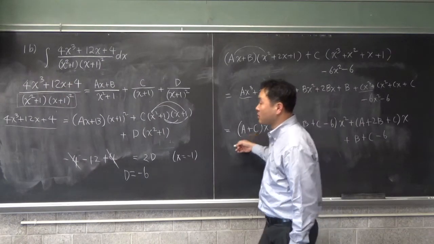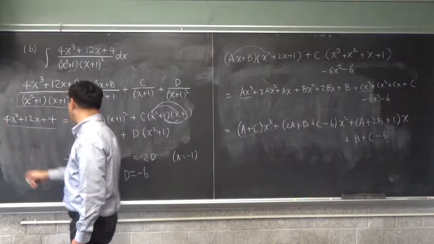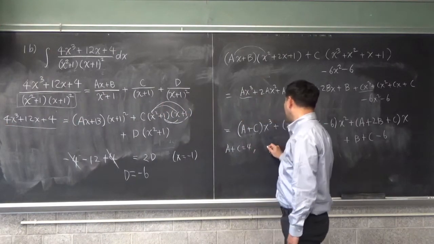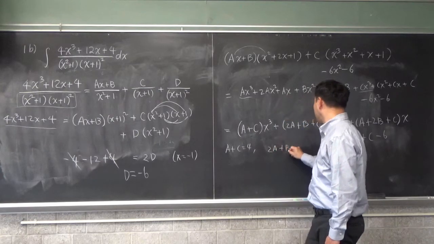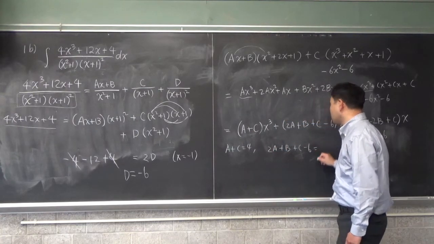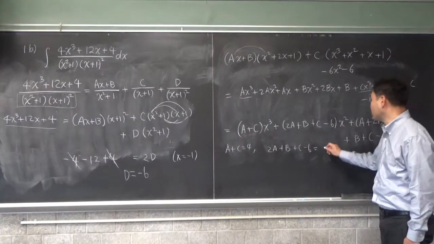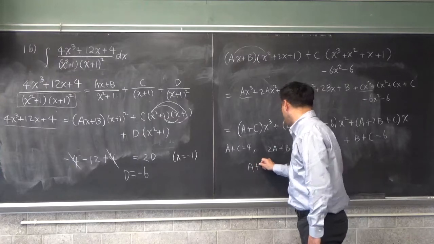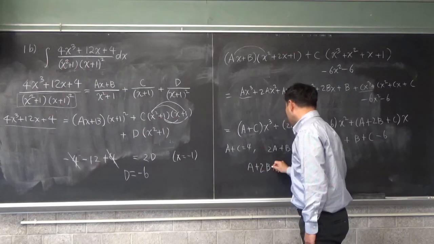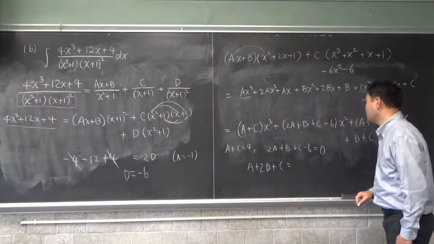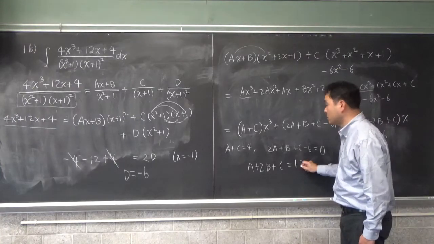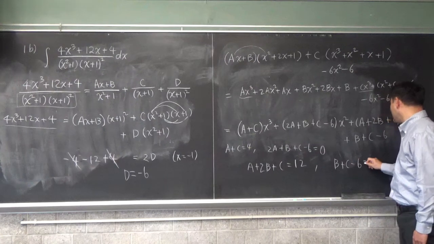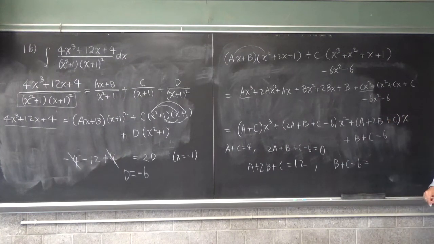So a plus c must be 4. And 2a plus b plus c minus 6 must equal 0, because there is no x squared, right? And then a plus 2b plus c must equal 12. And then b plus c minus 6 must equal 4.